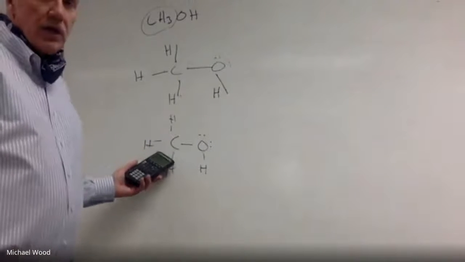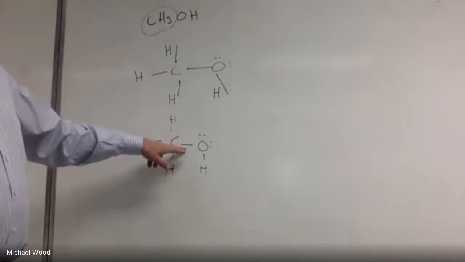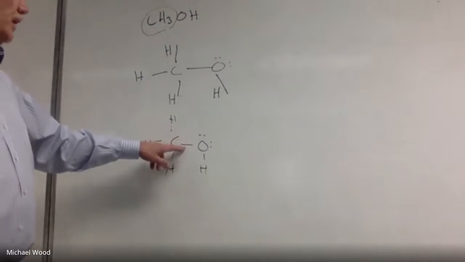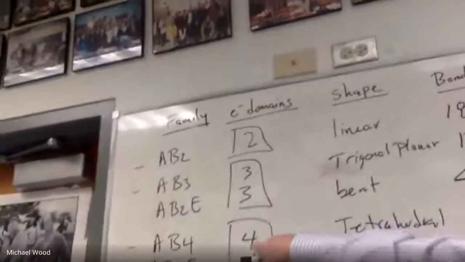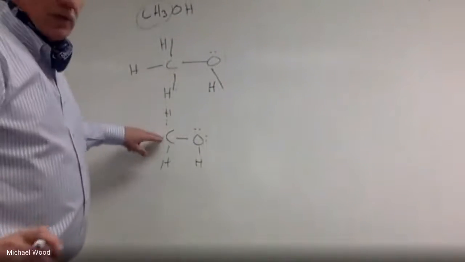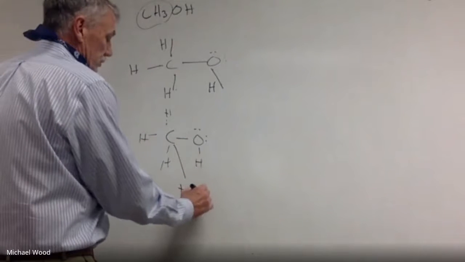So if I look around the carbon, there's 1, 2, 3, 4 electron domains, no non-bonded electrons. So again, if I come over here, that's this right here. There's 4 electron domains. That's tetrahedral. And so around the carbon in this organic molecule, this shape would be tetrahedral.